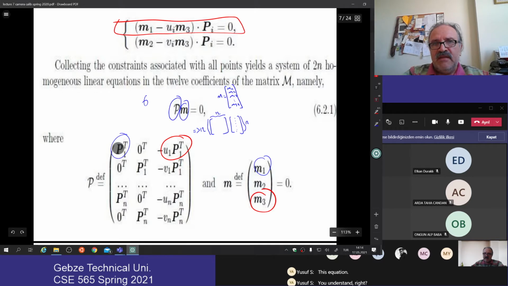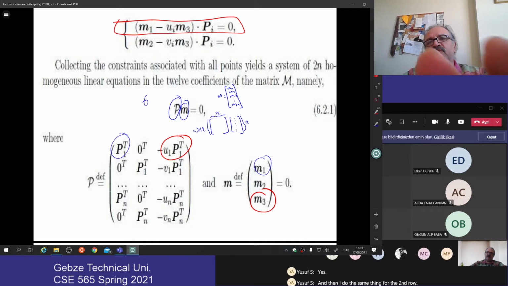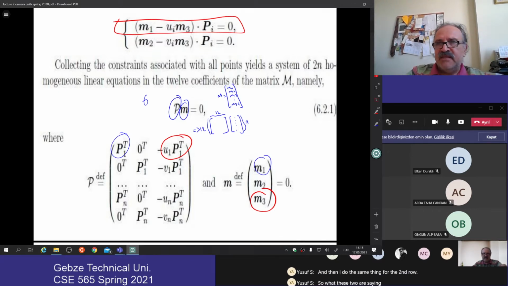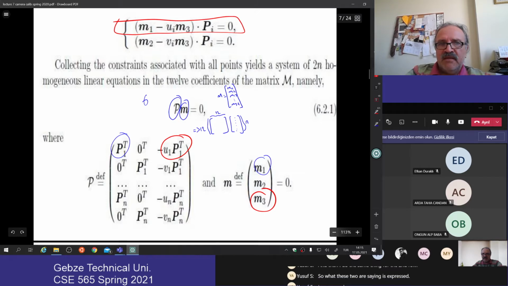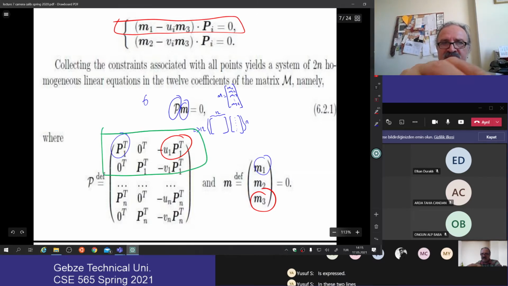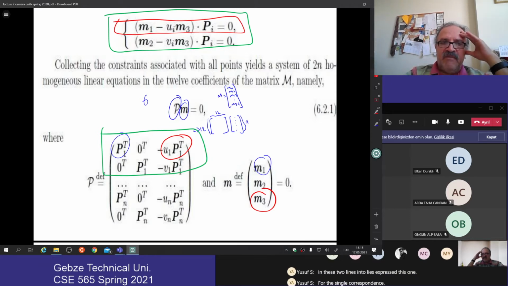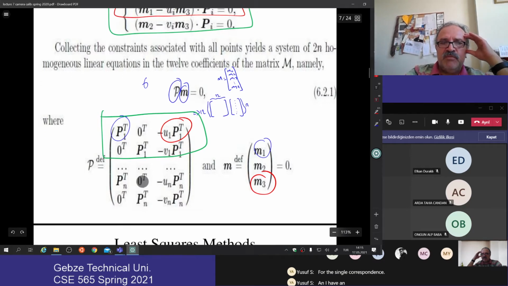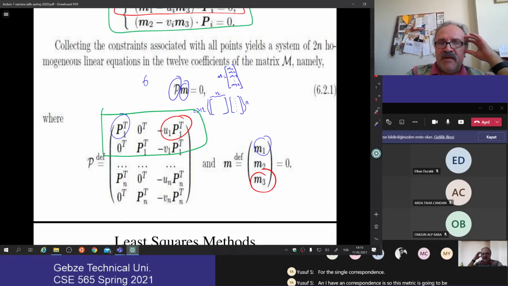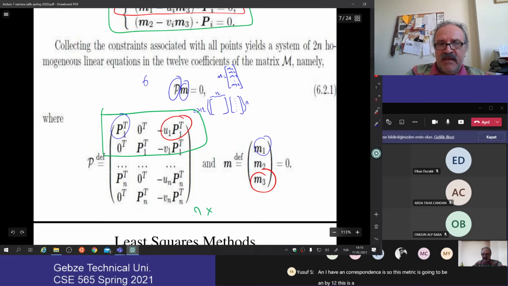P1 times M1, like this, minus U1 P1 M3, this. And then I do the same thing for the second row. So what these two are saying is expressed in these two lines. Two lines express this for a single correspondence. And I have n correspondences. So this matrix is going to be n by 12. This is an n by 12 matrix.